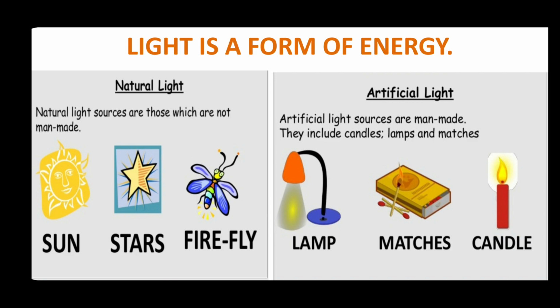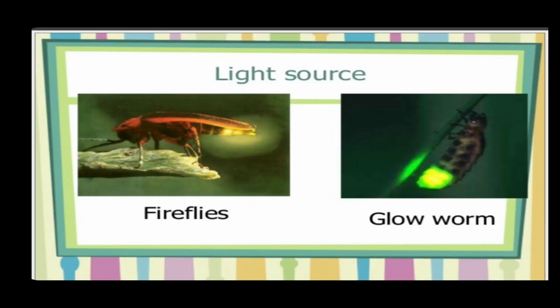Along with that, there are some man-made sources also, and these sources are known as artificial sources of light, which are your lamps, matchbox, candles, tube lights, LEDs, electric bulbs. These all are artificial sources of light. There are some animals also, like the firefly and the glowworm, and some fishes also, which have their own light or which emit light of their own.